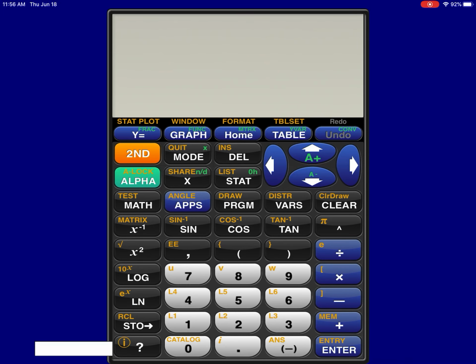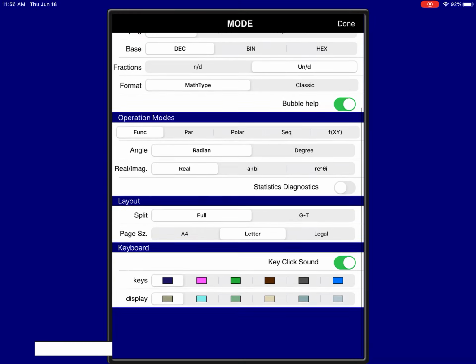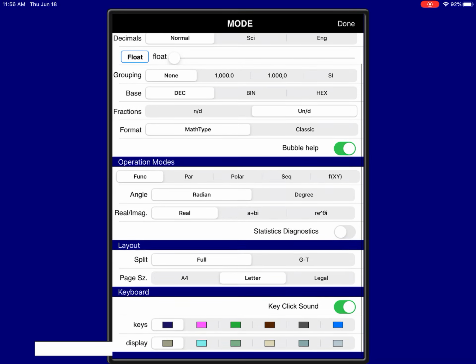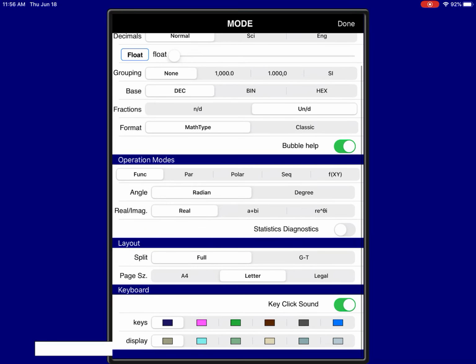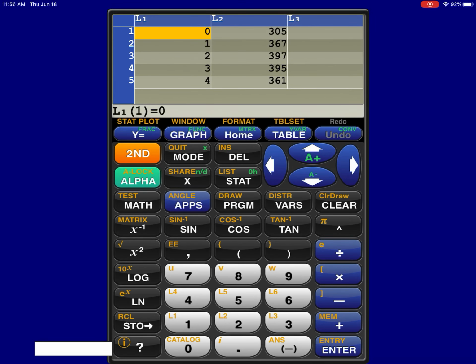Hold on, let's see. I think it is... I don't know where it's at on here. Well, let's see if we can have it on there, because I don't know that it will show it.